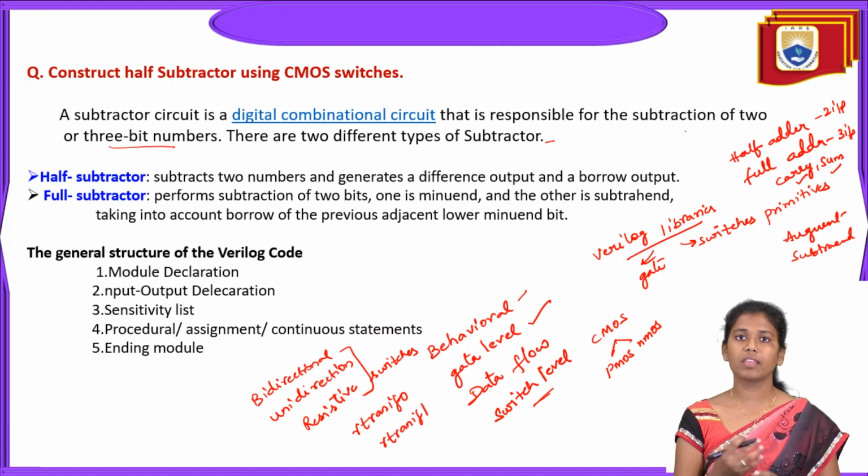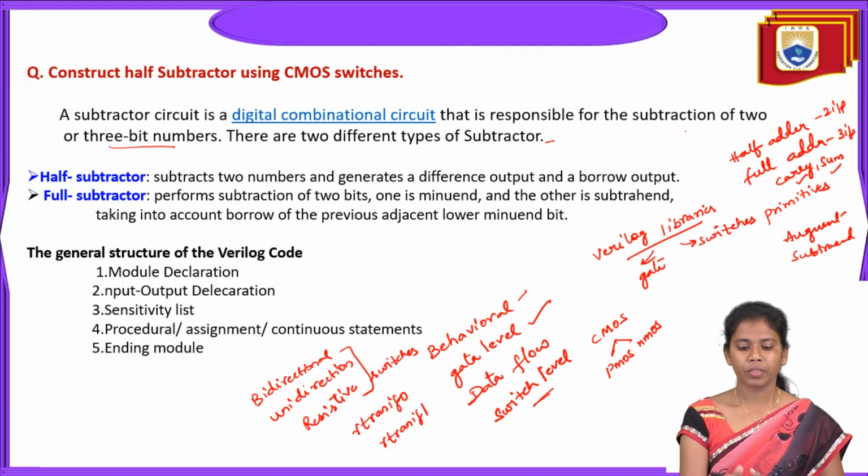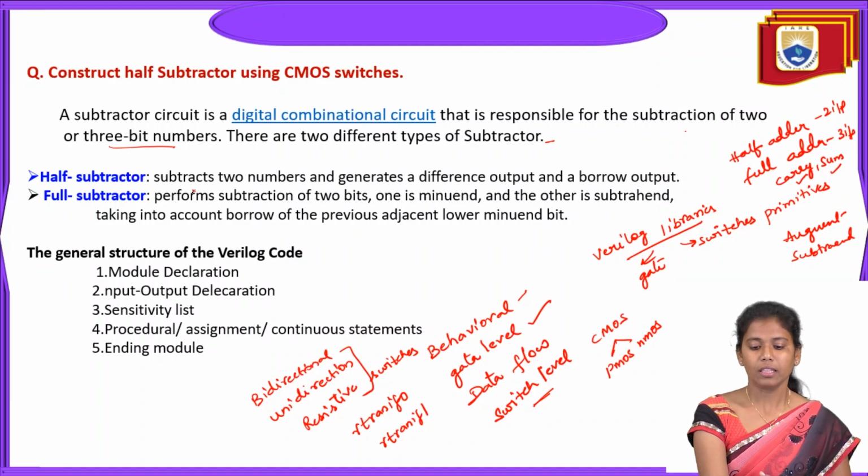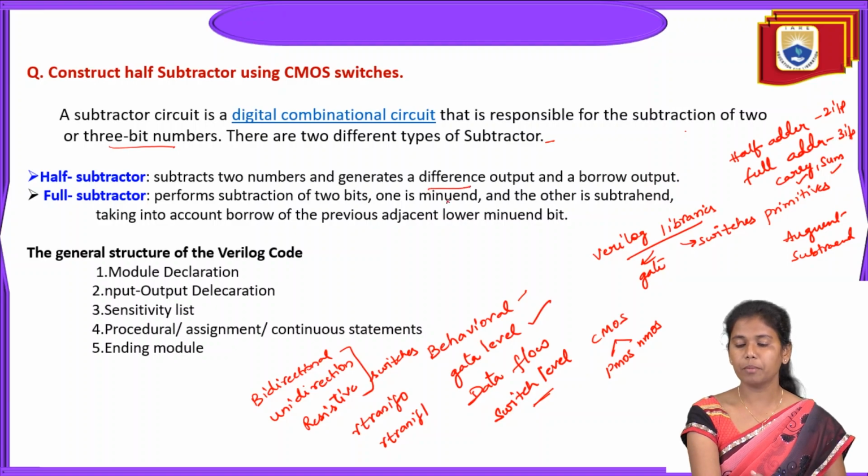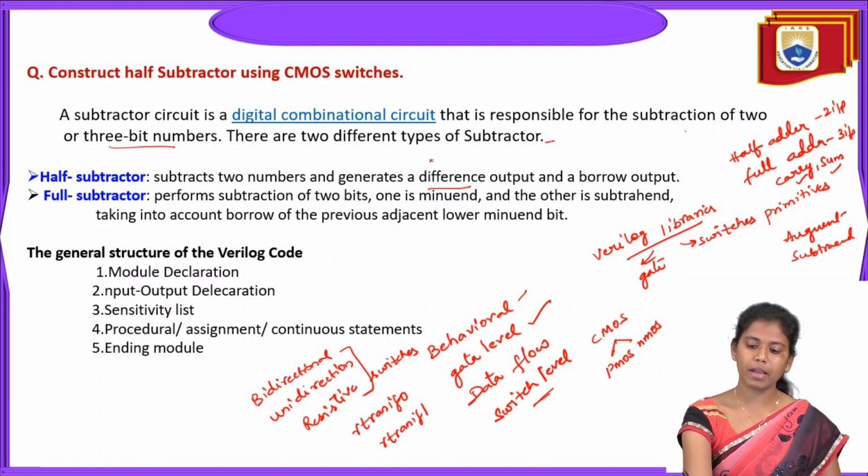Half adder, and the second one is full subtractor, likewise a full adder. So what is half subtractor and what is full subtractor, we will see. The half subtractor is nothing but it subtracts two numbers and generates a difference. Obviously, the subtractor generates a difference, A minus B. For example, A and B are the two inputs.